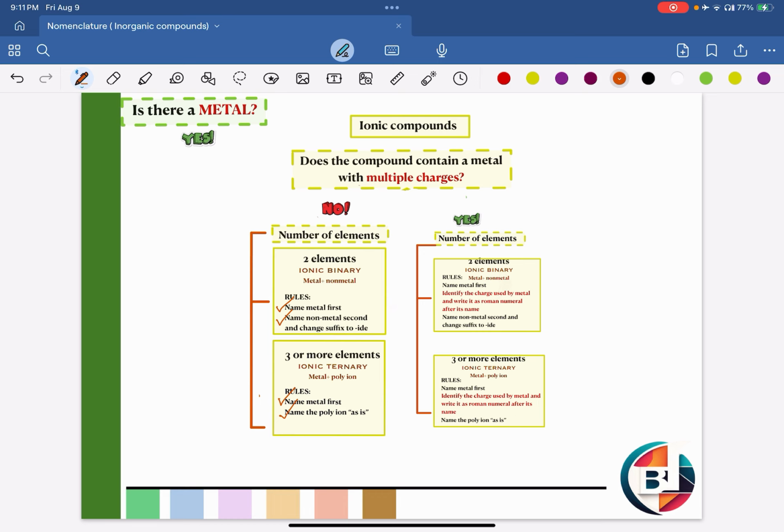And if your answer to the question is yes, they are using the same rule. It's just that for the yes answer, we need to emphasize the use of Roman numerals. This is because the metals that we are working with here have 2 or more possible charges. So by utilizing Roman numerals, we can emphasize the specific charge that was used in a compound.